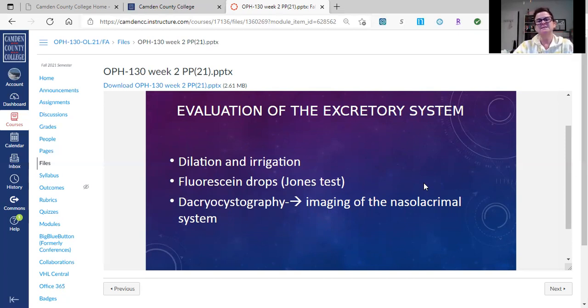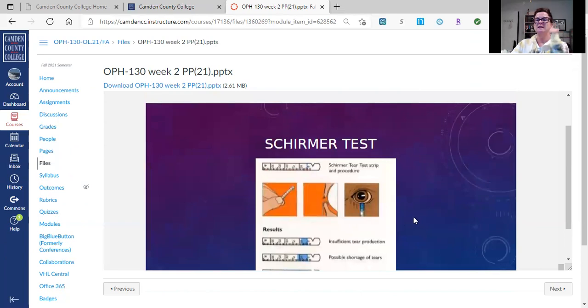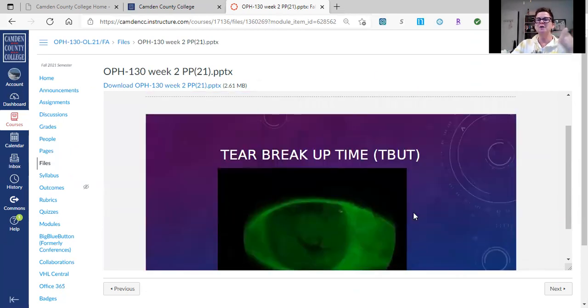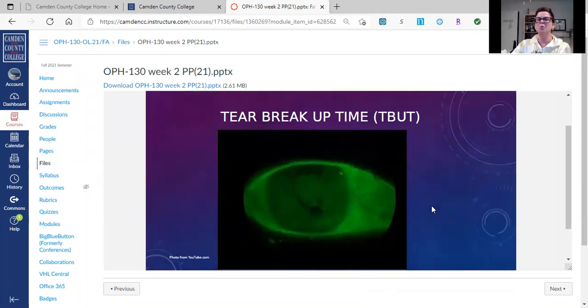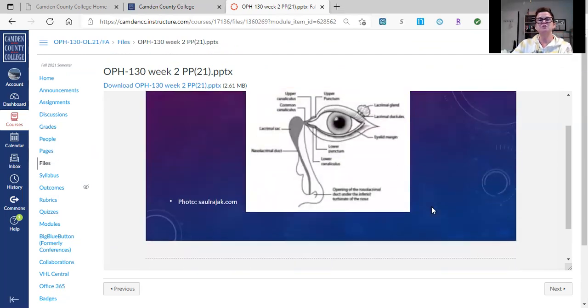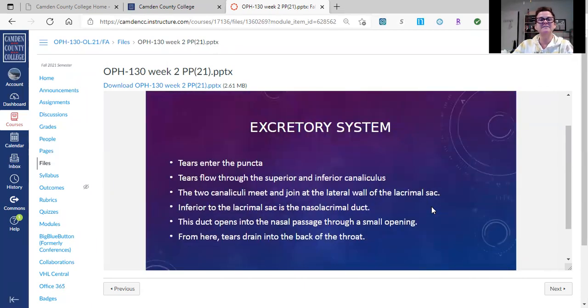Dacryocystography is imaging of the nasolacrimal system. This is something that can also be done. We're not going to talk about that too much, okay? So again, with these tests, your take home is, if we're talking about quantity, we're talking about the Schirmer test. If we're talking about evaluating the quality of the tears, we're talking about T-butt. If we're talking about the Jones test, we're talking about the excretory system, how the tears leave the eye.